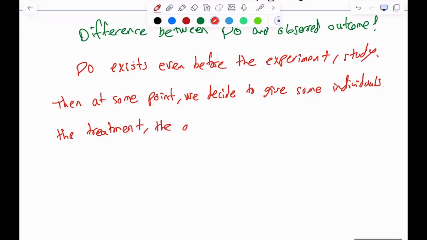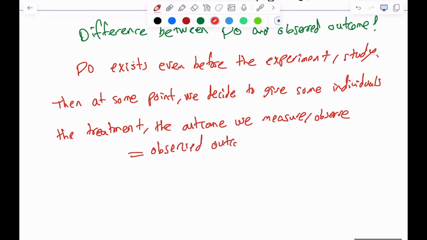The outcome we measure for observed is called observed outcome. All right, great. Now, up to now it is clear. Let me just make sure about potential outcome here.